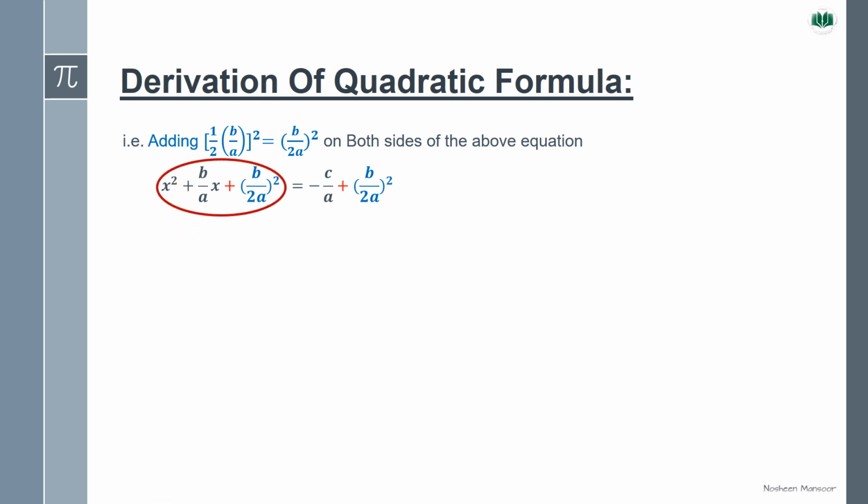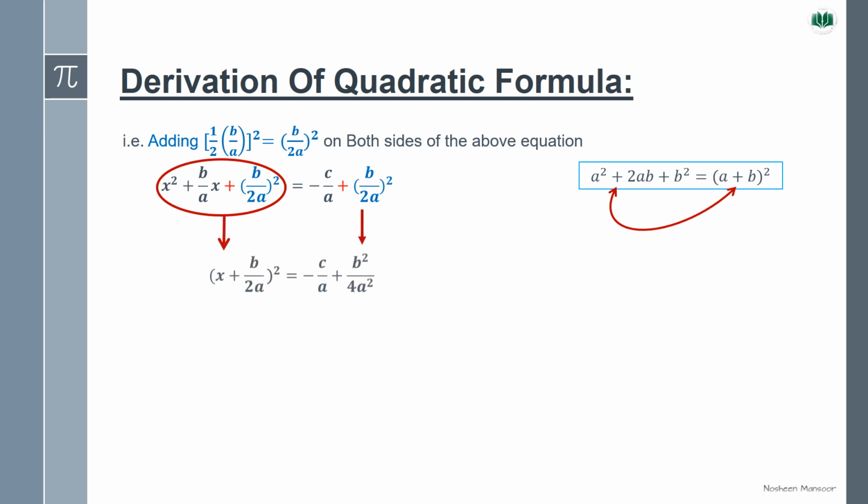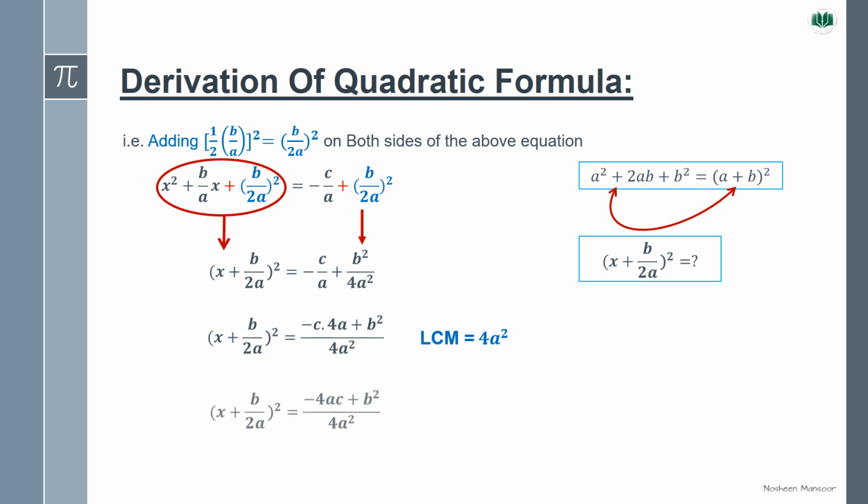Observe that this is the algebraic identity. Since the middle term is positive, it will be the first identity. By applying that identity, you will have x plus b by 2a whole square is equal to minus c by a plus b square by 4a square. If you solve this square, you will get the same expression. So now simplifying the right hand side by taking LCM, that is x plus b by 2a whole square is equal to minus 4ac plus b square by 4a square.